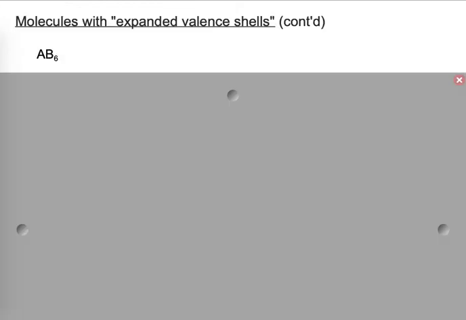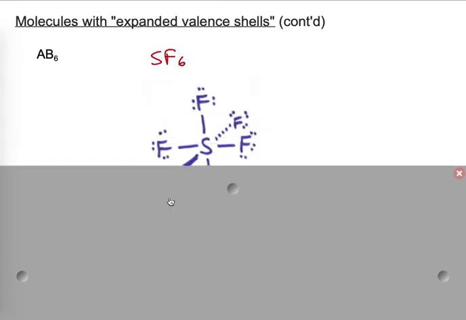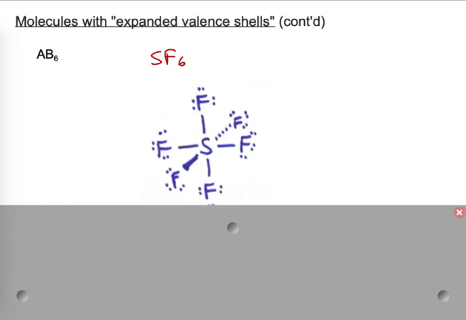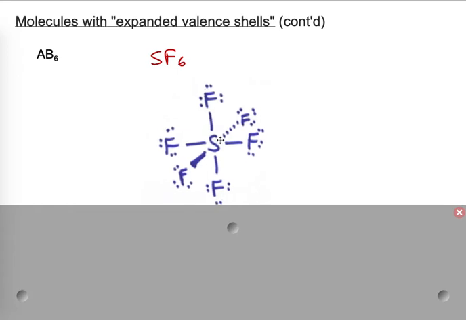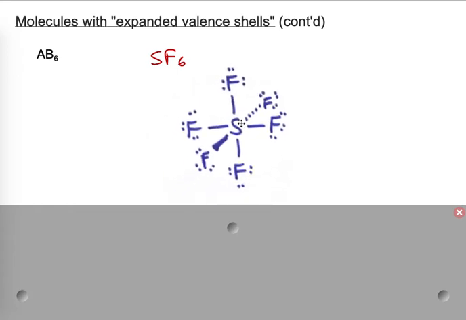The final example of a molecule with an expanded valence shell would be an AB6 type molecule in which there are 6 bonded atoms around the central atom. An example would be sulfur hexafluoride. Well, this forms an especially symmetrical molecule in which there are 6 sulfur-fluorine bonds, and every single one of them is exactly 90 degrees apart from the other.